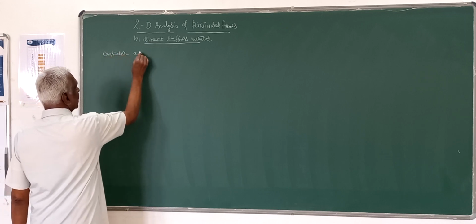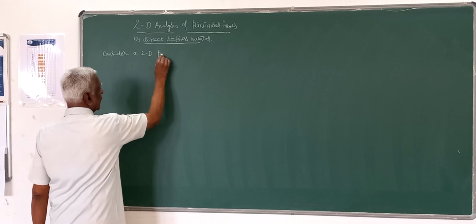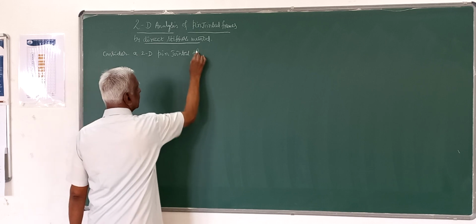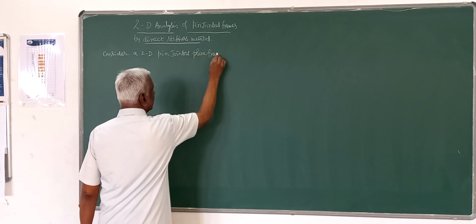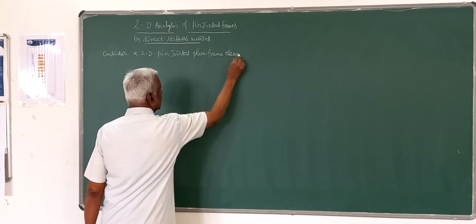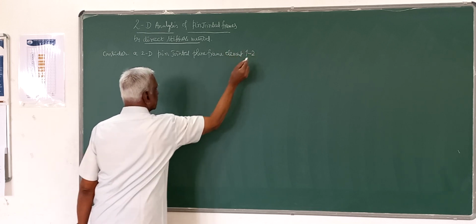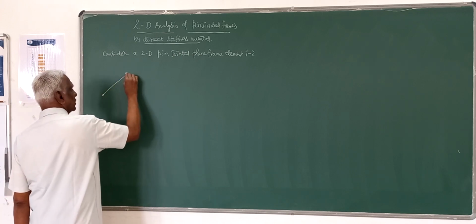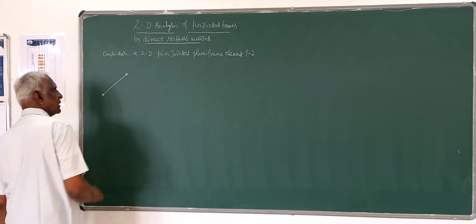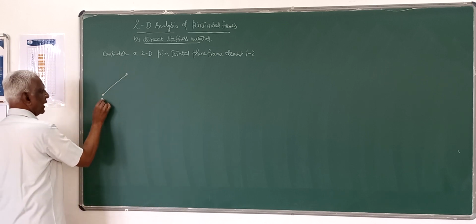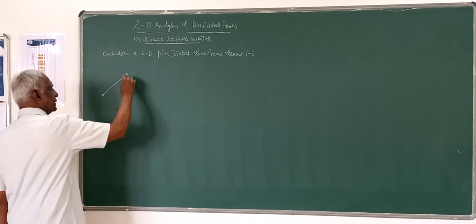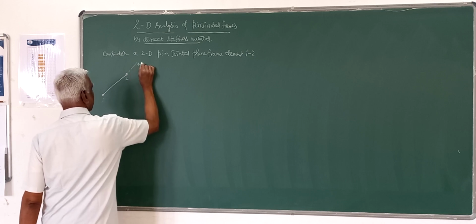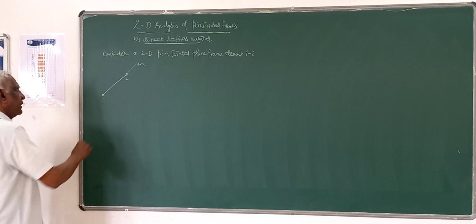Consider a 2D pin-jointed plane frame element 1, 2. Always, each element should be named by two ends, end 1 and end 2. The element coordinates, as I told you, always the axis of the element is chosen as the origin.